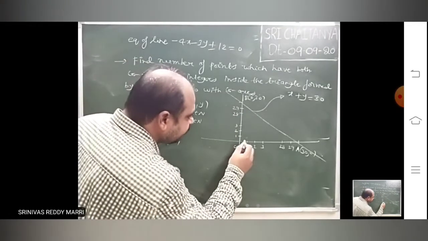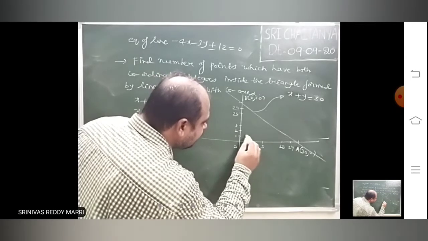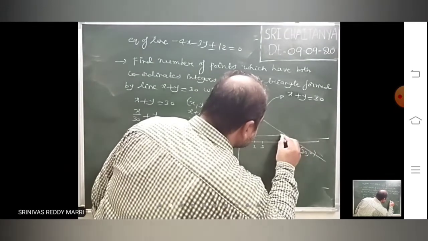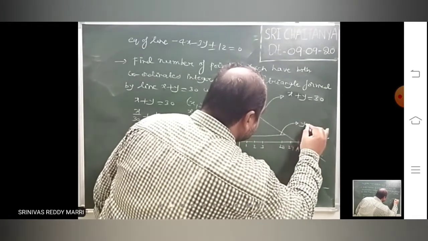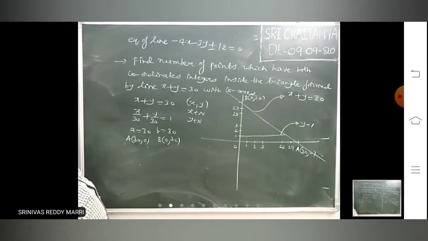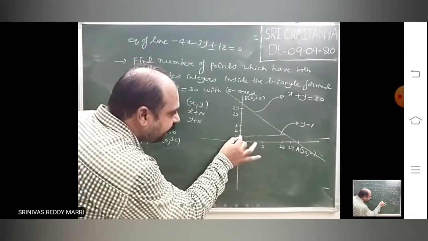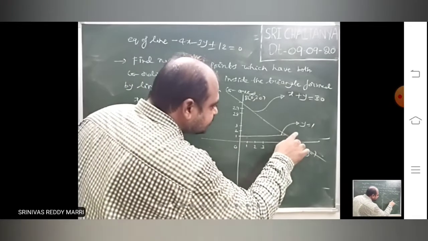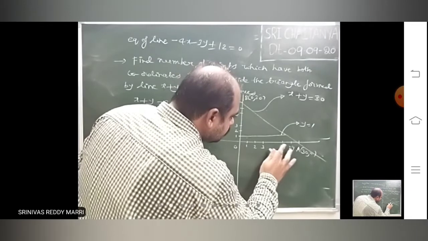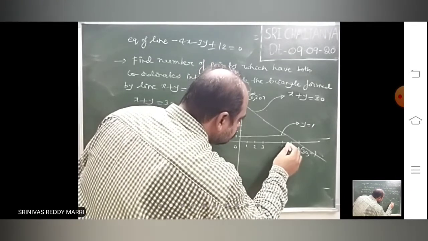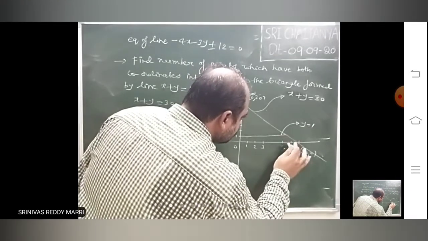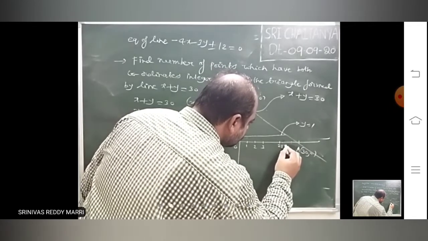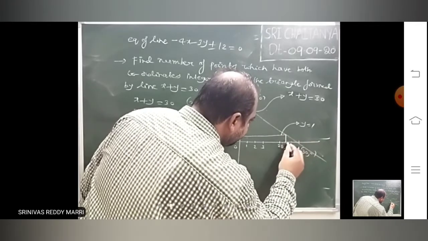Now what I am doing is drawing a line parallel to the x-axis here. This line is y equal to 1. Now I want to find the points on this line which have integer x coordinate and y coordinate. So look at this point, it is 29.